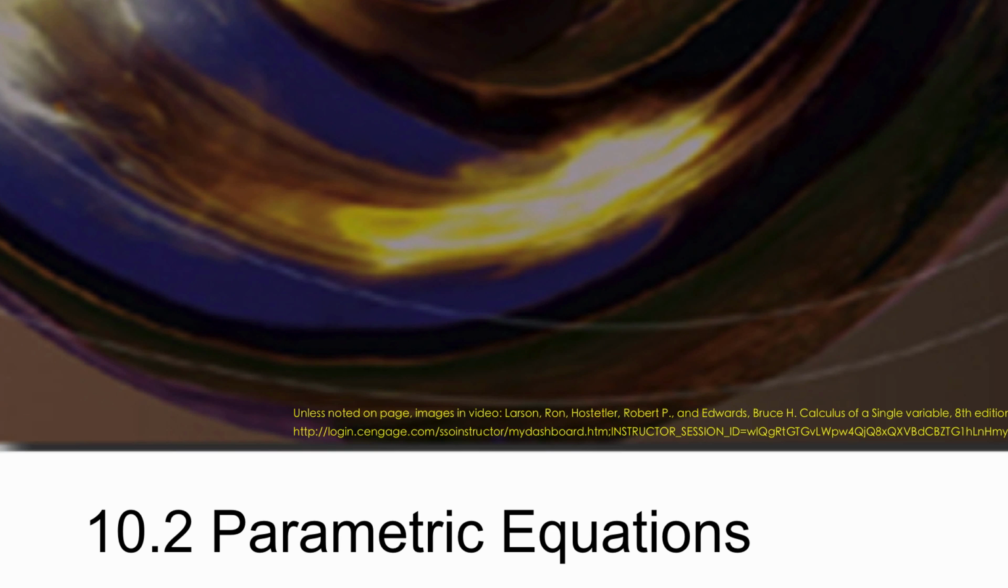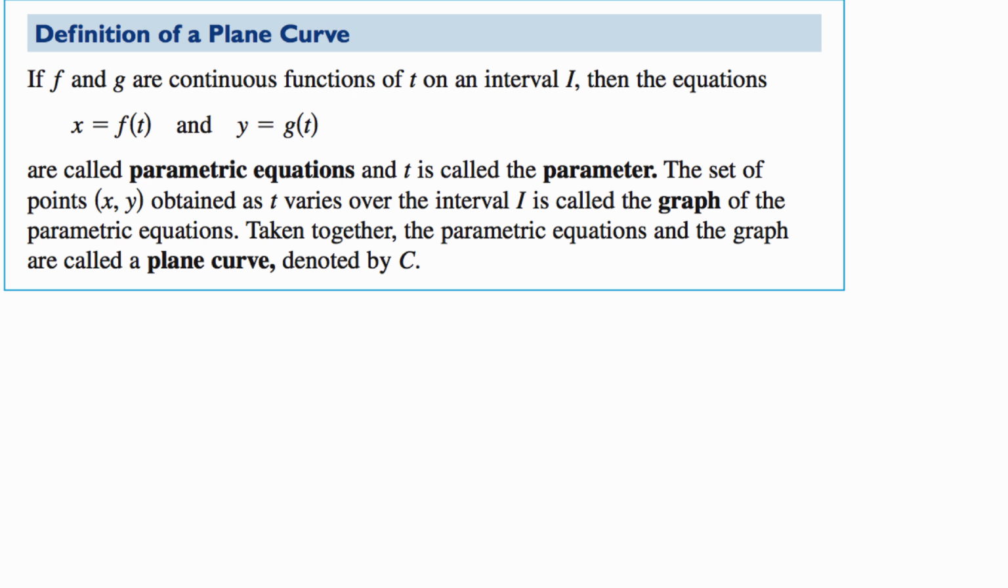Now let's talk about parametric equations. Suppose I have two functions, f of t and g of t, and they're defined on some interval I. If I set x equal to f of t and y equal to g of t, then together these are our parametric equations, and t is the parameter. Basically, I'm defining x and y separately, so they're independent of each other, and dependent upon a common parameter, which is t.